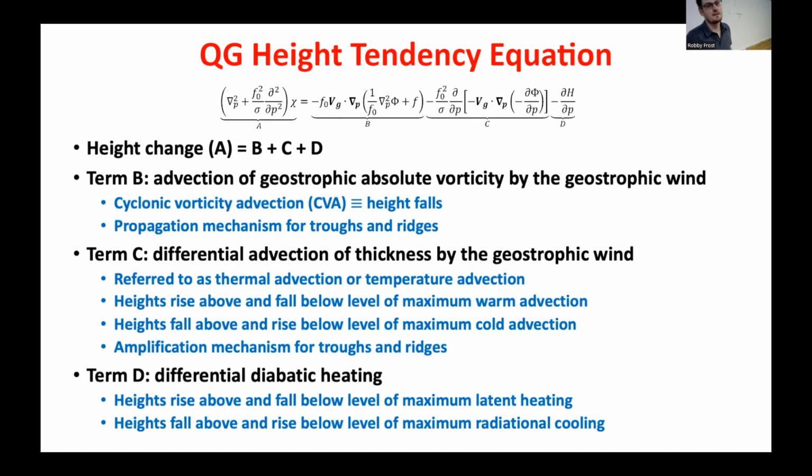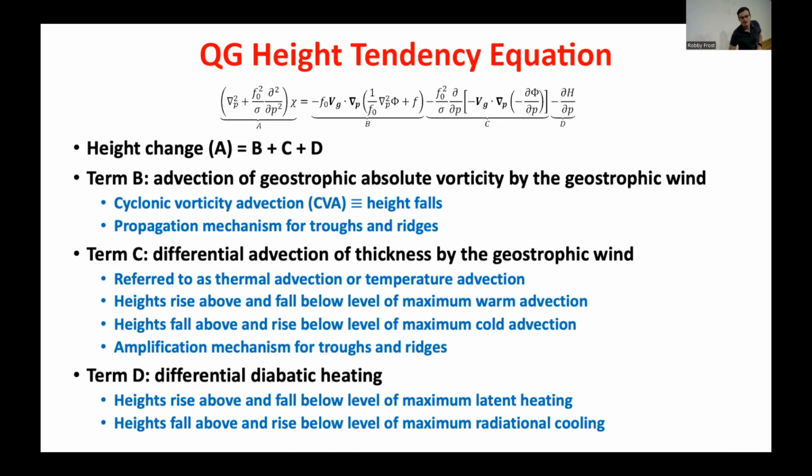Term C, again, that looks terrible. I don't want to derive that. Nobody wants to derive that unless you like math, which, good for you. You'll all get through it, I promise. All that is just the differential thickness advection. We talked about thickness. It's just related to the mean temperature in that layer of air. So all we can say is that this is just differential temperature advection.